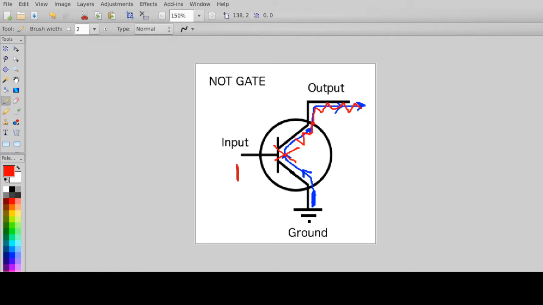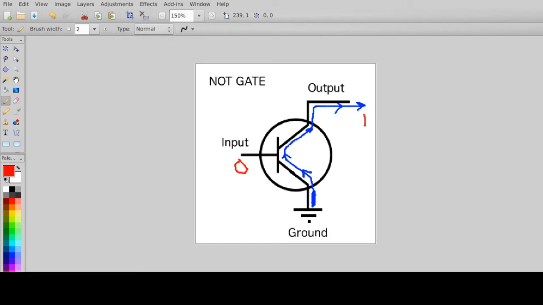And so by applying electricity to the input, you get no electricity out. Okay, and so you have both possibilities. If you apply electricity to the input, you get no electricity coming out of the output. Conversely, if you don't apply anything to the input, you get electricity coming out of the output.